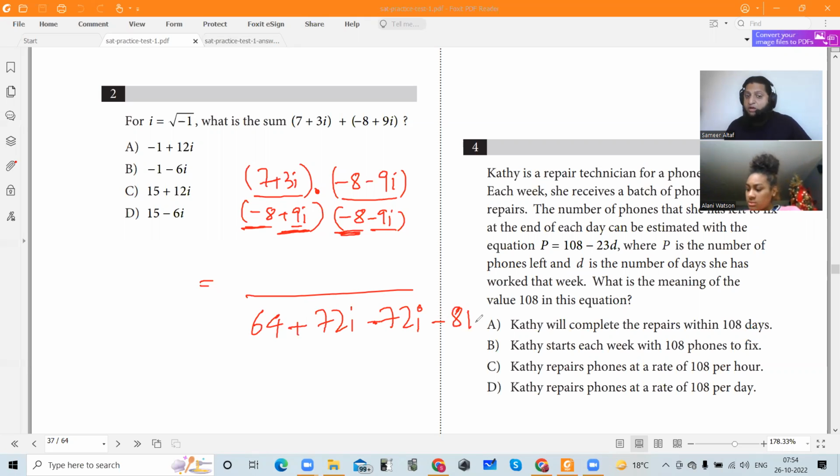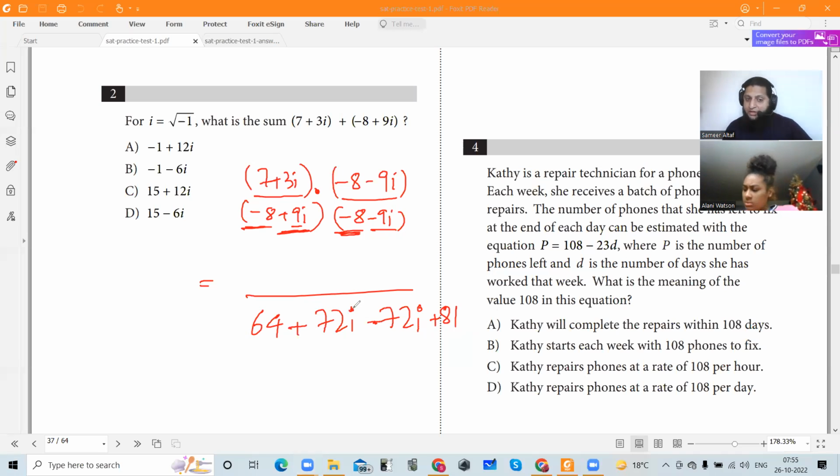And then 9i times -9i will be -81 what? Only i, or i squared? That's the thing. You have to be very cautious here. So i squared is -1, so 81 times -1, how much will that be? Positive 81. Right. Now, what else can you do in the denominator?